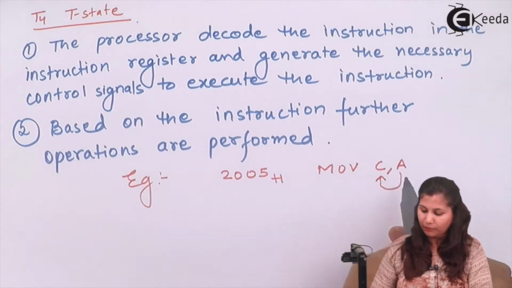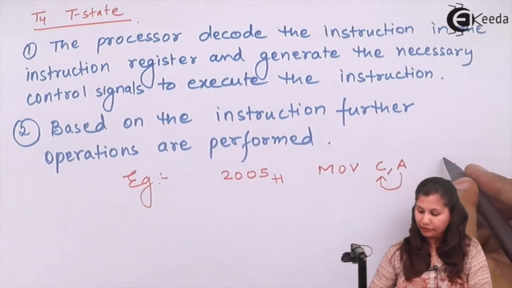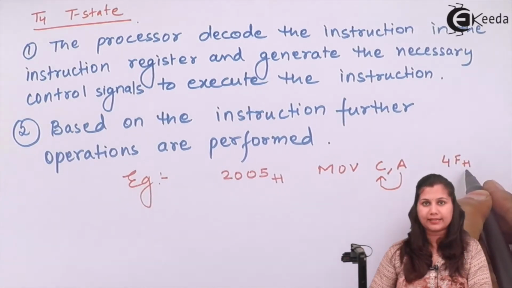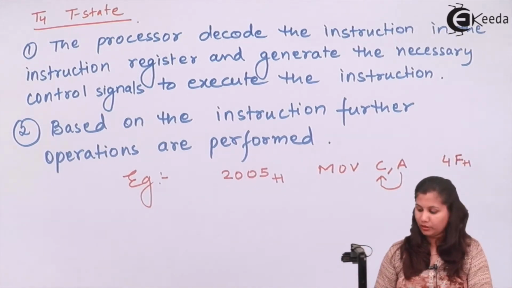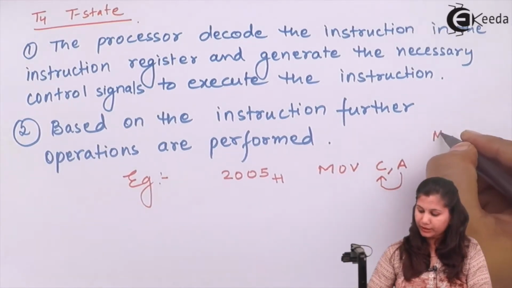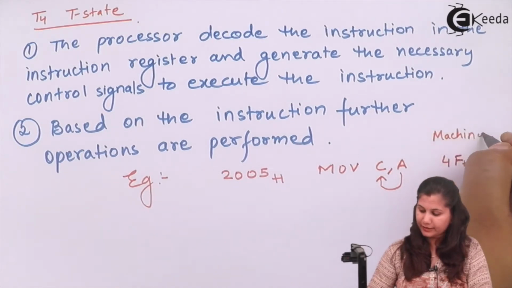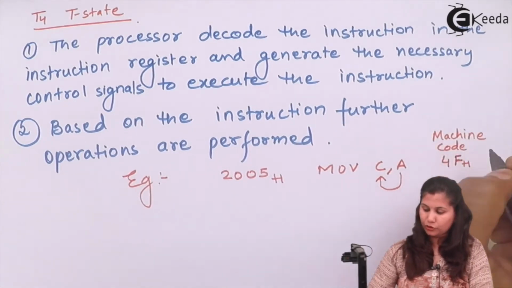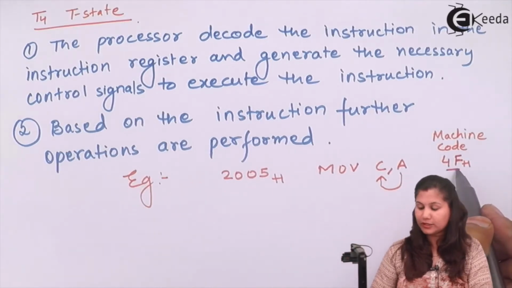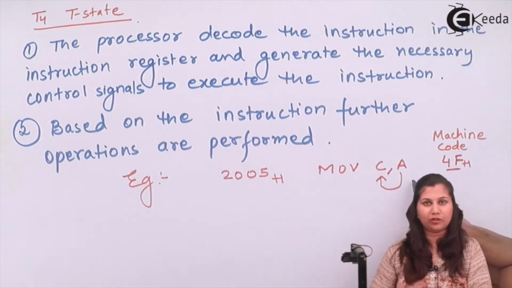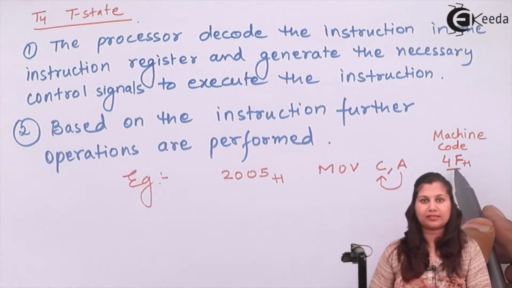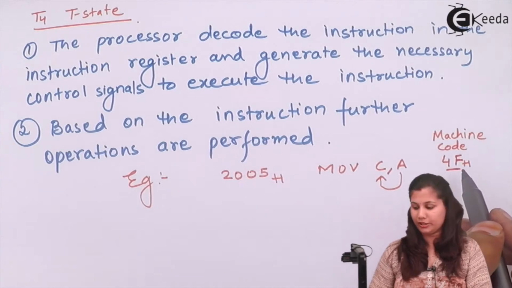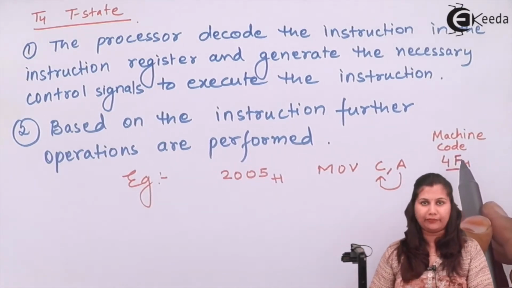Now this MOV C comma A instruction has the opcode 4FH. H again means it is in hexadecimal notation, and 4F is, sorry, not the opcode, it is the machine code for this instruction. So the microprocessor understands only this 4F, it doesn't understand MOV C comma A, which is the language in which we are writing the program. The microprocessor is going to convert it into the machine code and it will understand 4F.